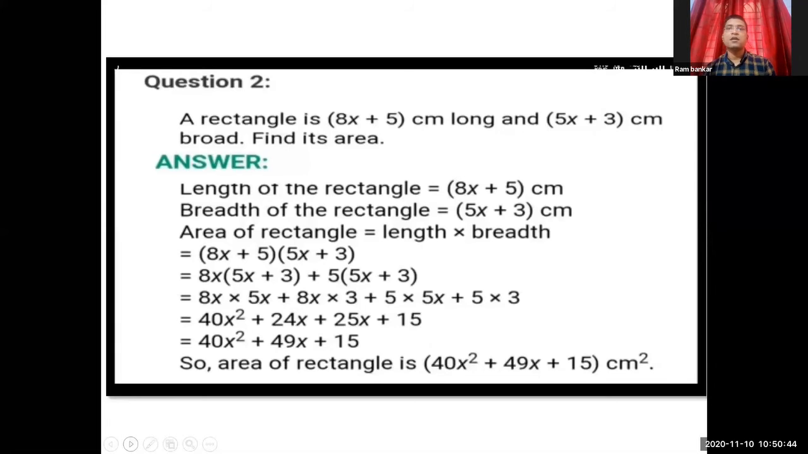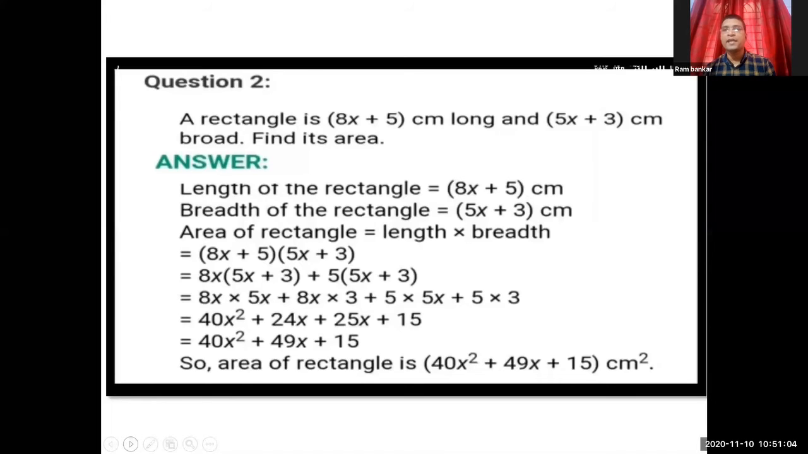So the answer is 14x square plus 49x. How much 49? How the number came? 24x plus 25x. 25 plus 24, how much? 49, you know. If you add 5 plus 4, 9, 2 plus 2, 4. 49x. And the last one is 15 as it is given.